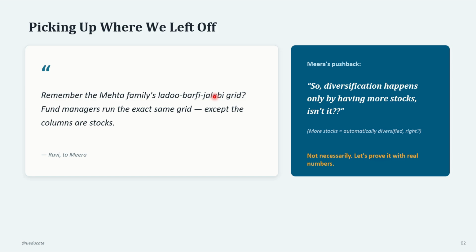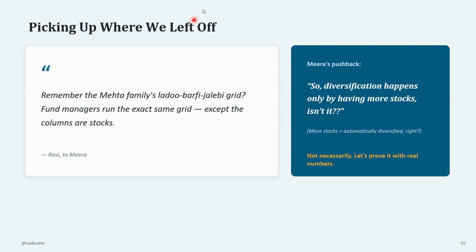if diversification happens by only having more stocks, are the stocks automatically diversified? Ravi's answer is: not necessarily. So we're going to prove it with real numbers. By taking the stock example, our question becomes: does the portfolio crash all at once, or does it hold steady?